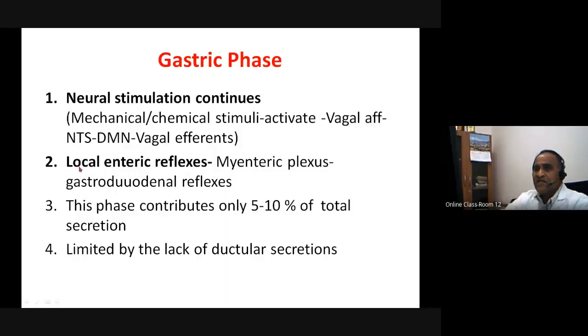Now, the second component is the local enteric reflexes. These local enteric reflexes are generated by the myenteric plexus in the stomach. They will activate the gastroduodenal myenteric neurons. So that is the second part in which the gastric phase is continuing. The gastric phase only accounts for 5 to 10% of the total secretion, because it does not make a very large quantity of secretion. And again, the ductular system, the bicarbonate and water secretion, is dependent upon secretin action.